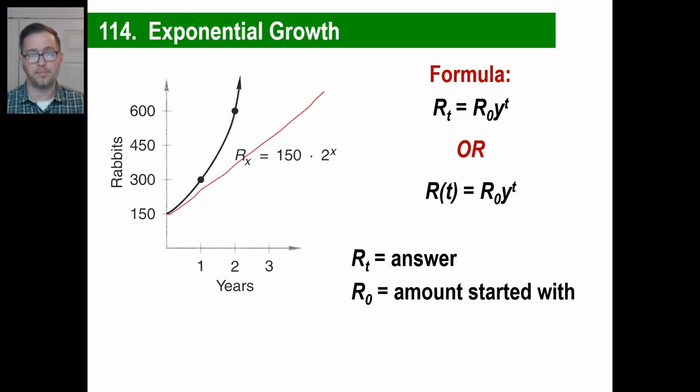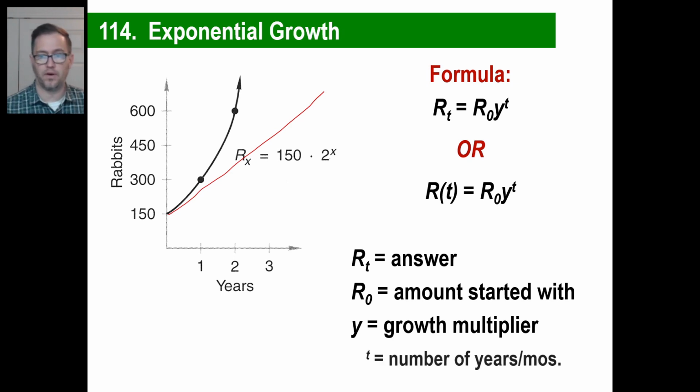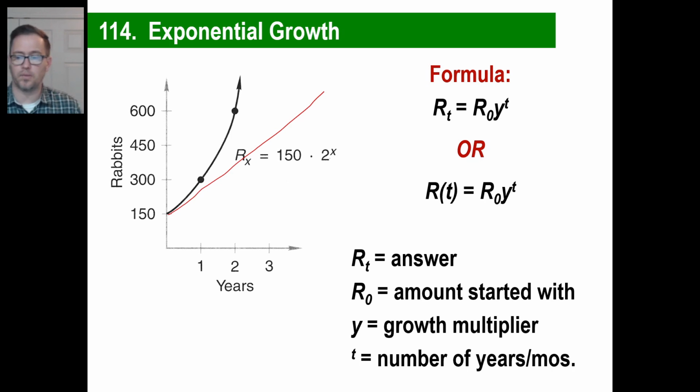Okay, that's the amount you started with. That's the rabbits at year 0. In other words, we're starting now. We're at 0. Okay. Y is the growth multiplier, like we said. That can be tripled. That can be doubled. Again, if they say it increased by 15%, your growth multiplier would be 1.15. If they said it increased by 33%, you'd say that's going to be 1.33 each time. So there you go. Okay, and t is the number of years or months or whatever.